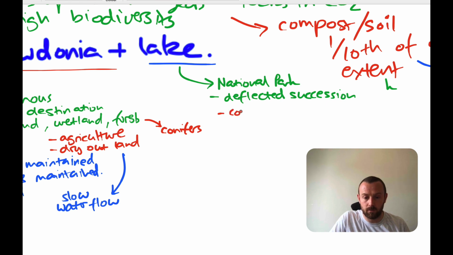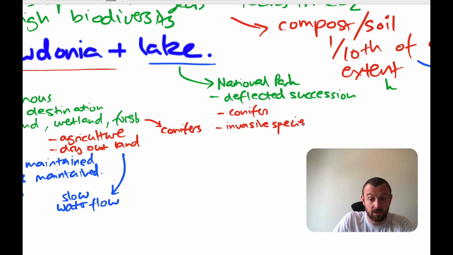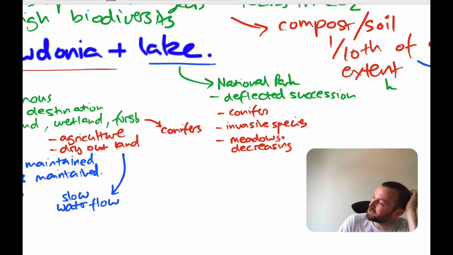Okay, so we've got conifers, same as that. We've got invasive species. And I bet as I'm listing these, now that we've done a few of these case studies, you can probably think of ways to tackle them. We've got meadows decreasing. A meadow was some place where farmers basically used to let wild grasses grow throughout the year, and then they'd chop it down at the end of the year to make hay for winter feed. That doesn't happen as much anymore in industrial farming, so meadows are being lost.